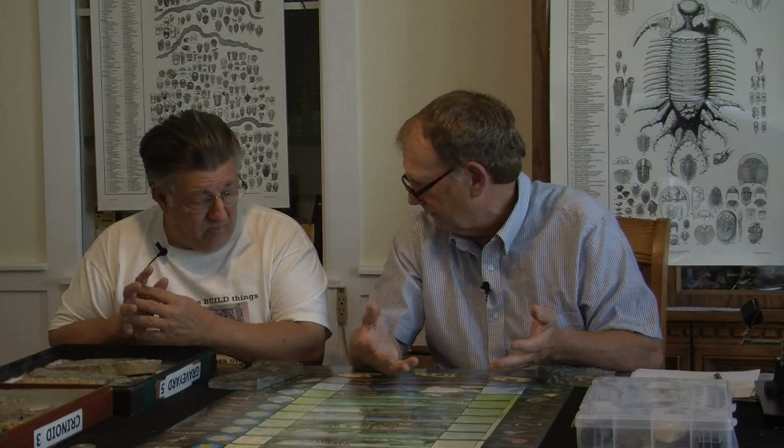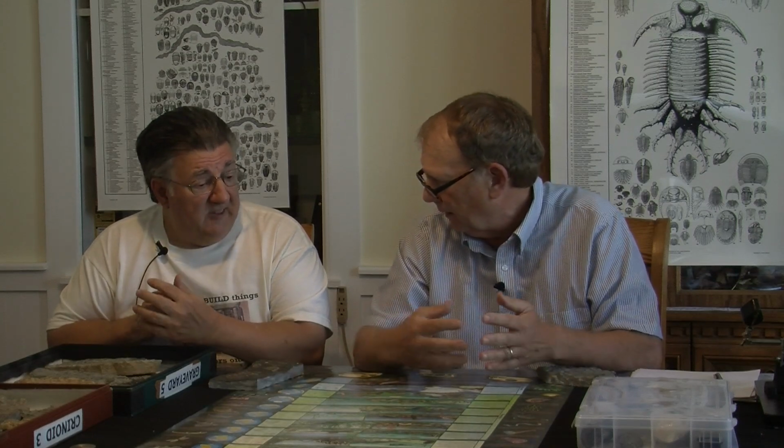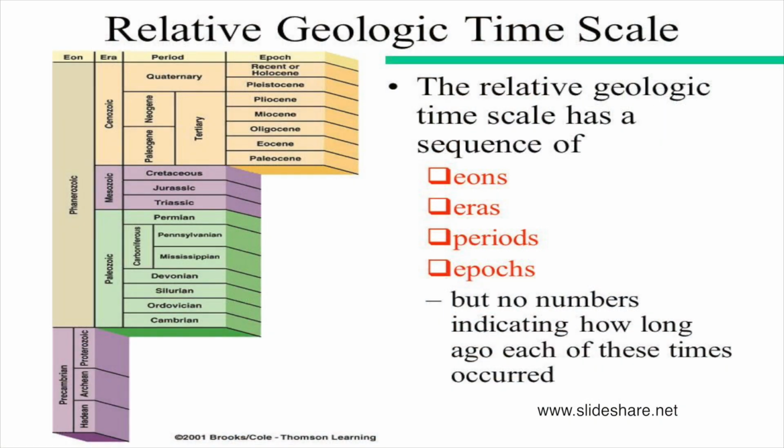Well, one way that helps us understand this expanse of time is to divide up the time into different areas. And that was the development of the geologic time scale. And that division of time was done based on what?